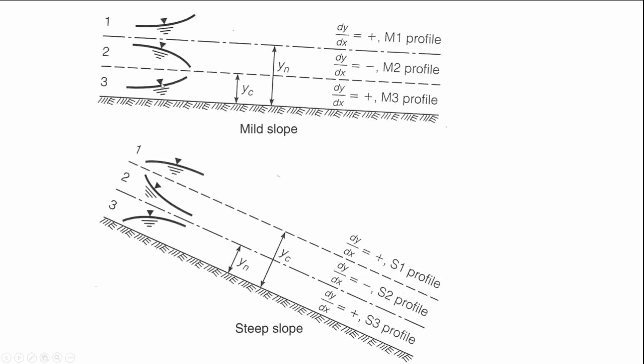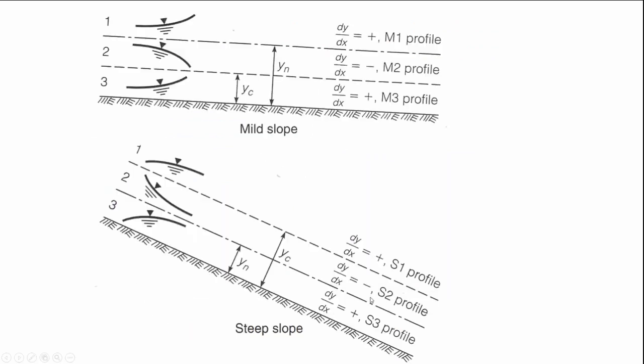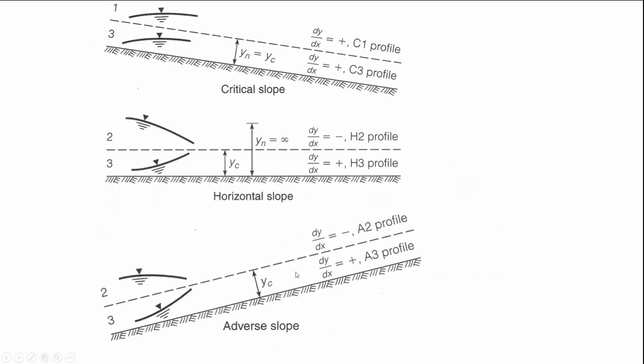So what you're doing is comparing the given depth to the normal versus the critical, and that will tell you if the dy/dx should be positive or negative. Comparing the normal depth to the critical depth will tell you if it should be a mild slope or a steep slope. And this is what we'll have most of the time, an M and an S. These other ones are far less common, very unlikely to have a horizontal slope or an adverse slope or critical. Here they are, but they don't happen very frequently.